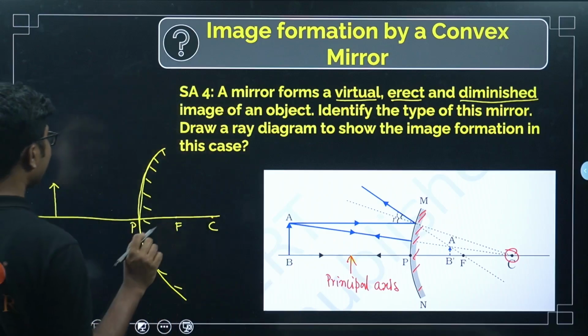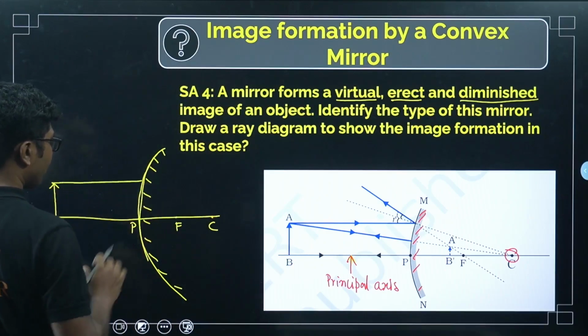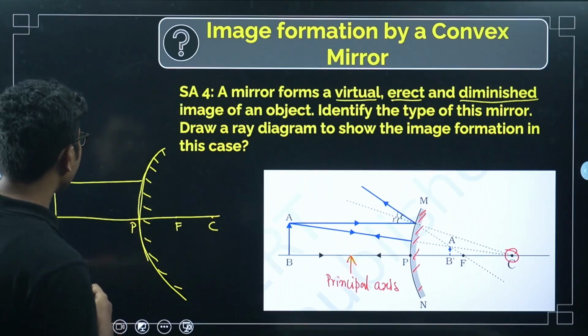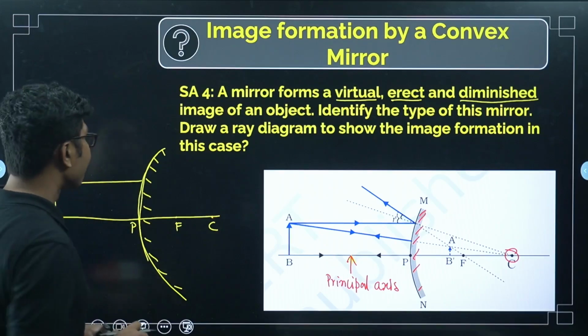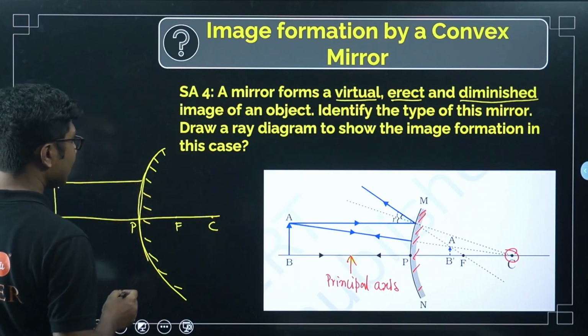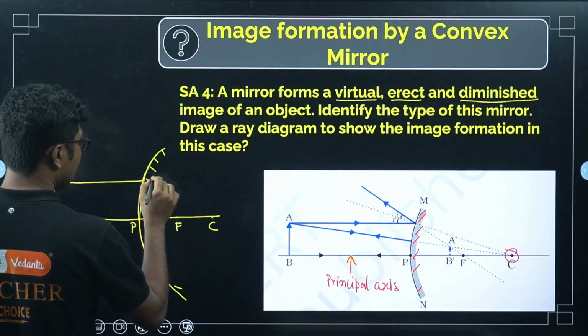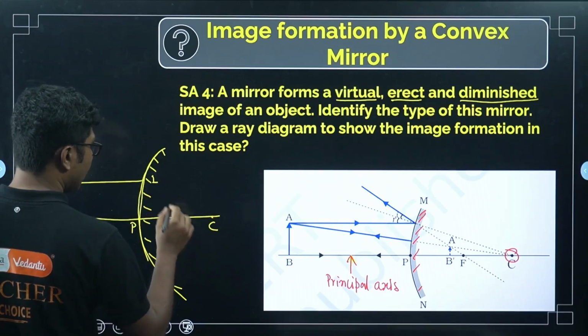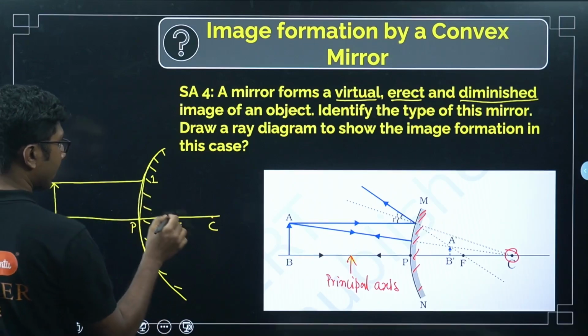Now the first ray that you have to consider is a parallel ray. Adjust your scale so that you can draw the parallel line equally. Once the parallel line is drawn, join this point and this point. This is point 1. This point should be joined with point 1. I am marking them so that you don't get confused.